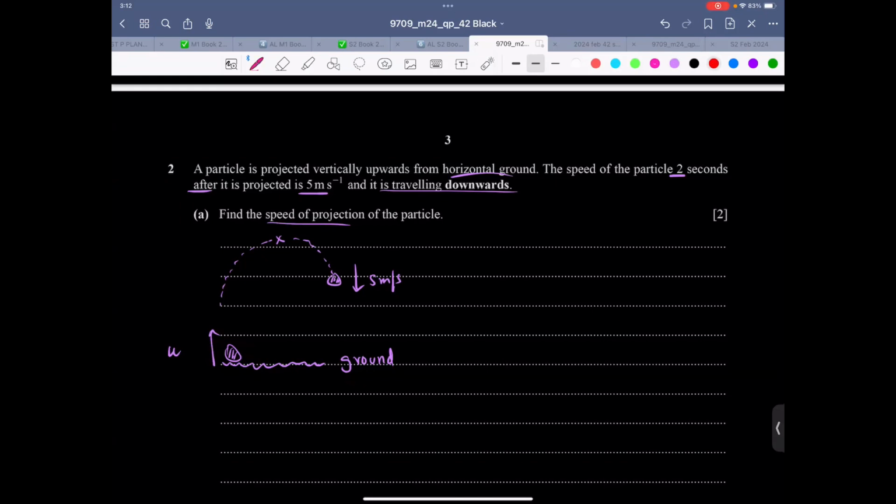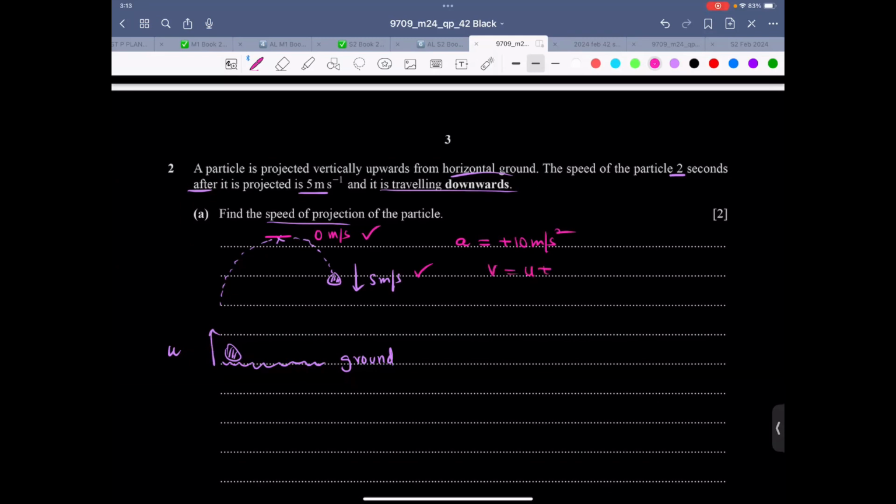Now it's asking for the speed of projection. So what we can do is that we know that the speed at the maximum is 0 meters per second. So why don't I take 0, why don't I take 5, why don't I take the acceleration due to gravity as plus 10 meters per second square? I find the time taken to travel this portion. So therefore, v is equal to u plus at. I'm taking v to be 5, u to be 0 for this portion traveling down, and a is positive 10 into t. So t comes out to be 0.5 seconds. That means for the rest of the journey, 2 minus 0.5 is 1.5 seconds.